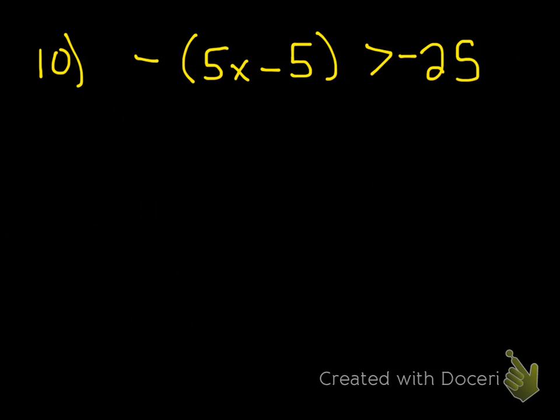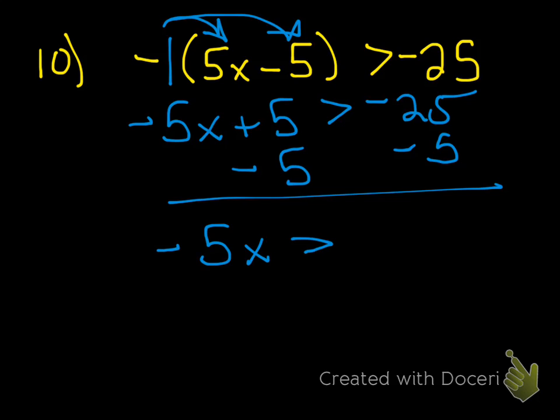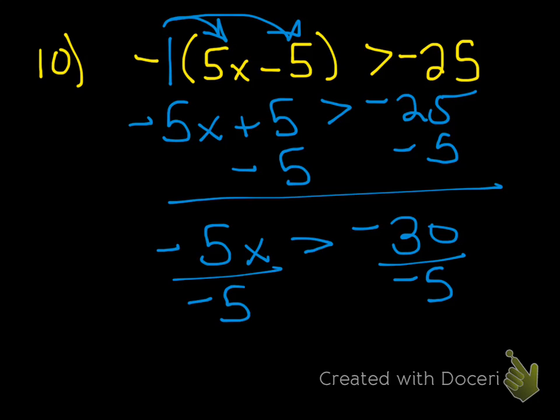All right, number 10. Okay, so don't forget, this means a negative 1. You're going to distribute. So that becomes negative 5x plus 5 is greater than negative 25. We're going to subtract 5, subtract 5. Negative 5x is greater than negative 30. Divide by negative 5, divide by negative 5. Alright, so x, I'm dividing by negative 5, so I have to switch my sign. Negative 30 divided by negative 5 is 6.